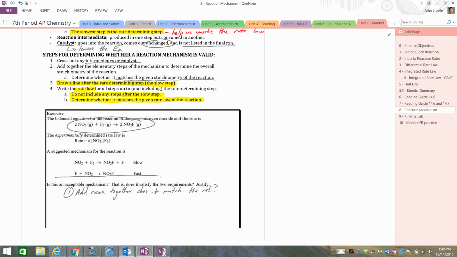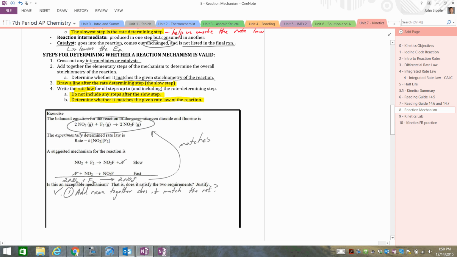Okay, so we're going to cross out the intermediates, which is fluorine here. So we get 2NO2 plus F2 goes to 2NO2F. All right, it matches. We check that box. Okay, darn it, that means we've got to do some more work.